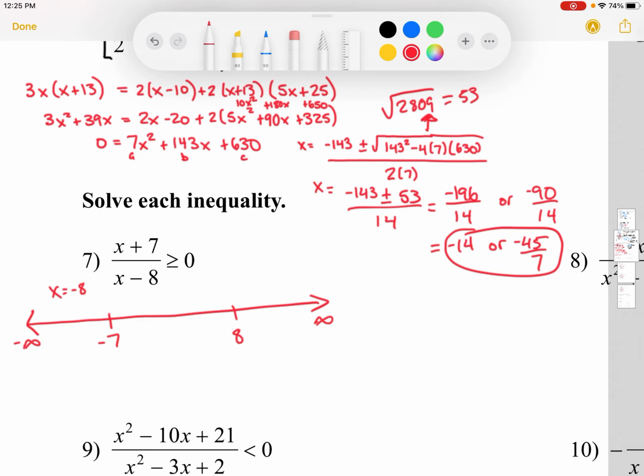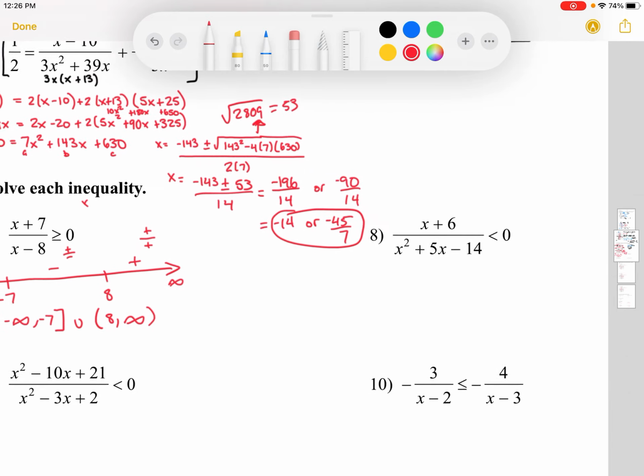For negative 8, that would give you a negative value divided by a negative, which is going to be positive. And then it alternates signs. But if you want to check x equals 0, for instance, you're going to have a positive 7 divided by a negative 8. And if x is 9, you're going to get a positive 16 divided by positive 1. So where this is greater than or equal to 0 is negative infinity to negative 7, bracket, union, parentheses, 8 to infinity. And again, a parenthesis on the 8 because it's a vertical asymptote.